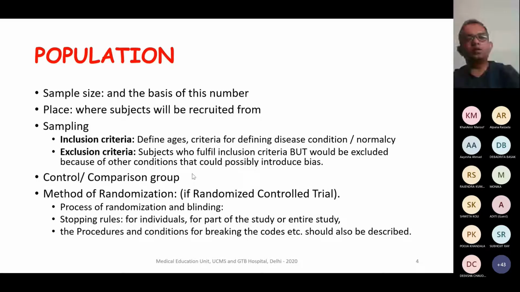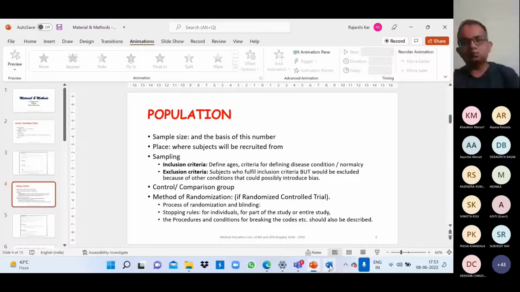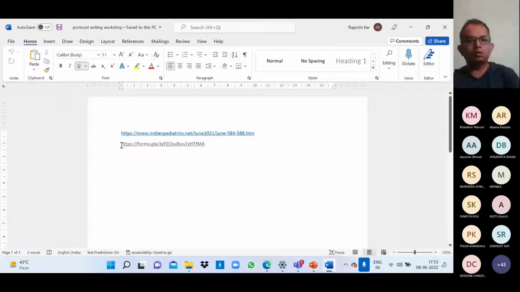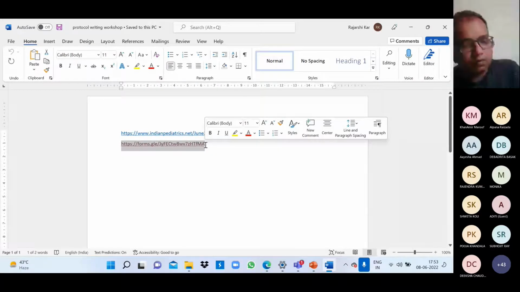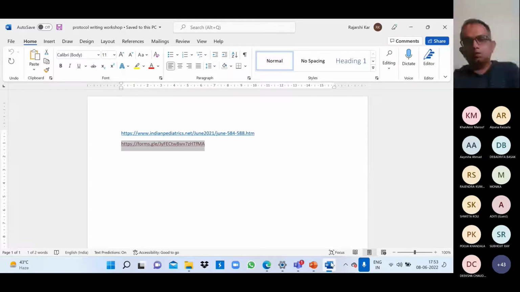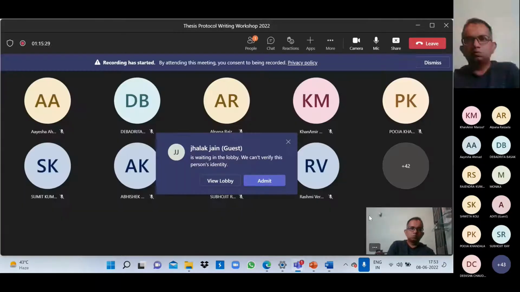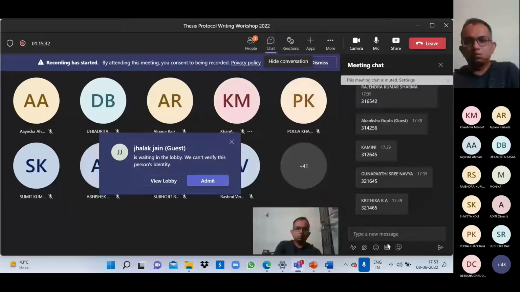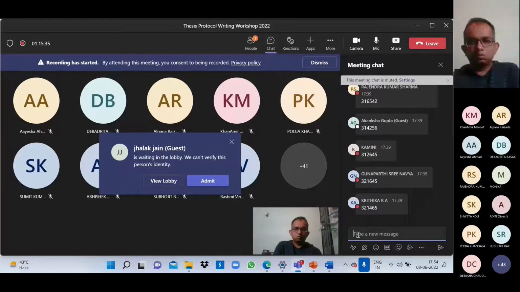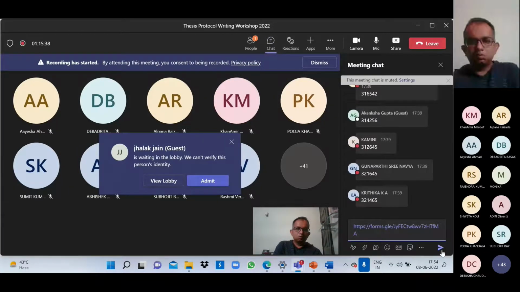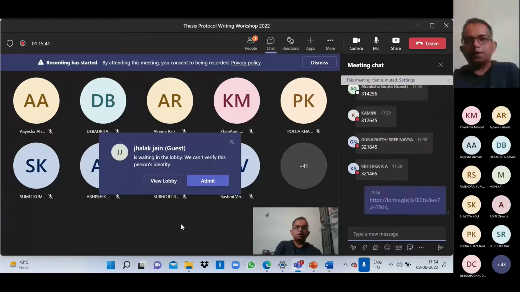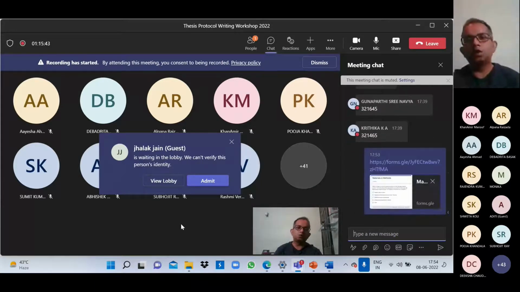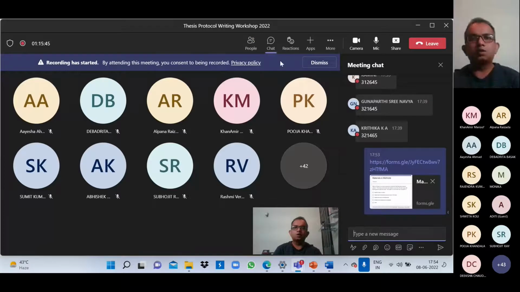So based on this knowledge, now let us see if you can. I'll give a Google form in the chat box. So please attempt this and let me see if you have understood the difference between inclusion and exclusion criteria.